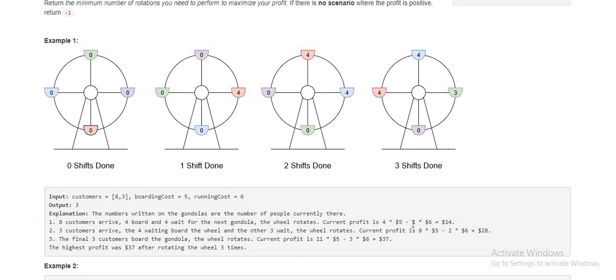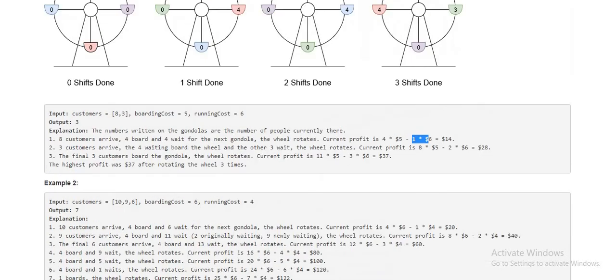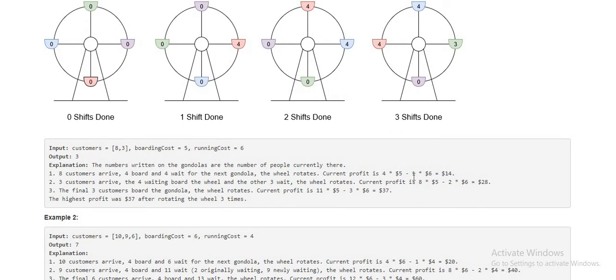So for each rotation, for 90 degrees it is 1, then 180 it is 2, then 270 again, so it will keep on increasing in that way. For the first rotation it is 1 into the running cost of 6, so 1 into 6, so 20 minus 6 is 14. Now there are 4 people left yet to board, and next is the 3, so the total number of people yet to board is 7.